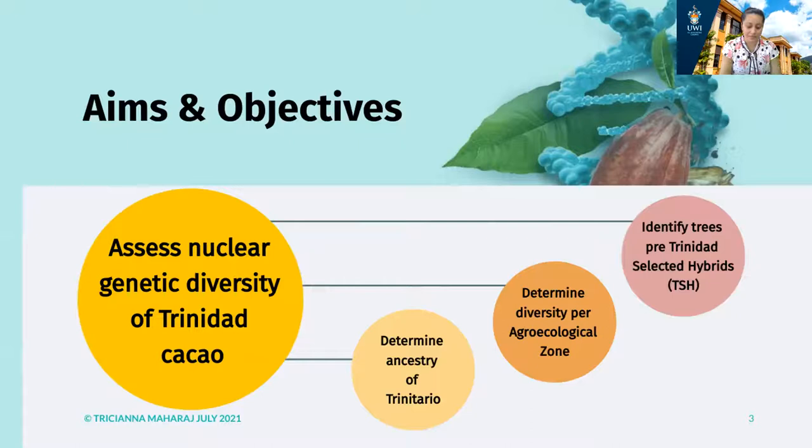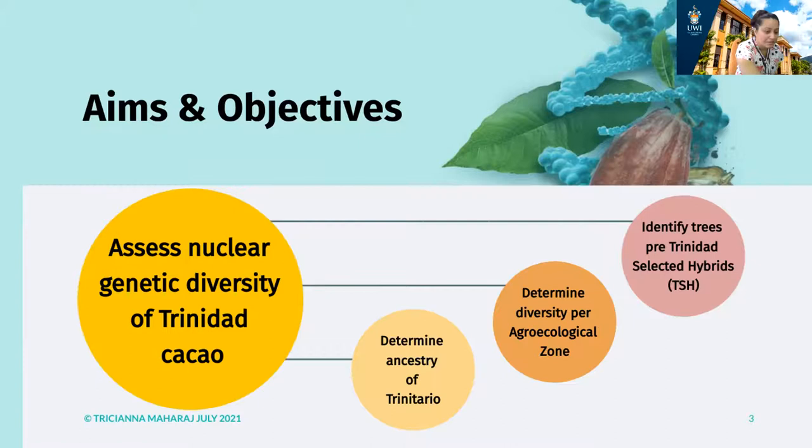So the overall objective of this study is to understand the genetic variability in cocoa farms in Trinidad and to establish a core collection within the ICGT, International Cocoa Gene Bank of Trinidad. This study aimed to assess the level of nuclear genetic diversity on cocoa farms in Trinidad using 192 SNP markers, identify trees pre-TSH to obtain a better representation of the natural cocoa diversity in Trinidad, to determine whether the genetic structure of farmed cocoa differs among localities in Trinidad, and to re-examine the ancestral contribution of the Trinitario lineage.